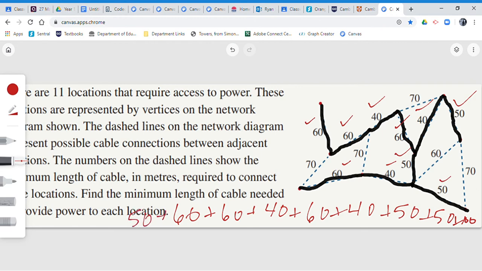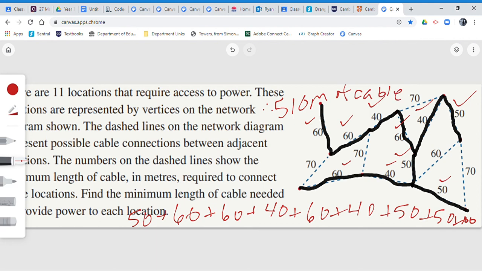So get out your calculator and quickly add that up. 50 plus 60 plus 60 plus 40 plus 60 plus 40 plus the rest. I got 510 meters. So the minimum length of cable required is 510 meters, and you could probably write it a lot neater than I can, because you have a little bit more space.